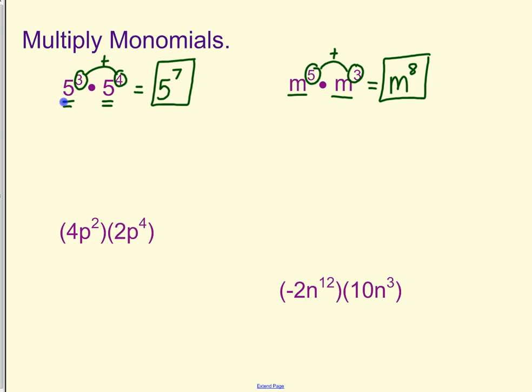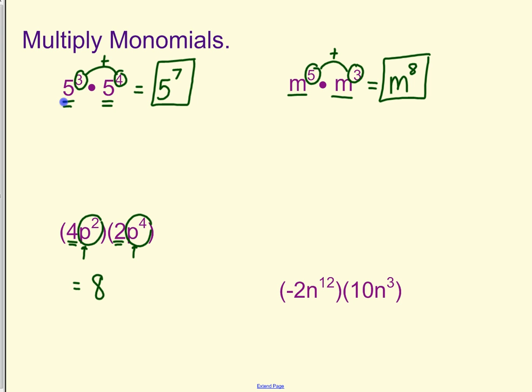Alright, moving on. Now this one looks a little more complicated. What you're going to do is just kind of multiply the things together that seem like they should go together. For example, you have a 4 coefficient and a 2 coefficient. So we can go ahead and multiply the 4 times the 2 and get 8. Now we're going to multiply the p together. And here's where we'd say, oh look, here's a p and here's a p.